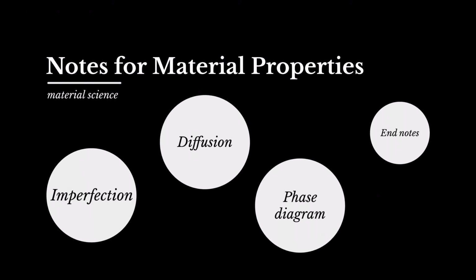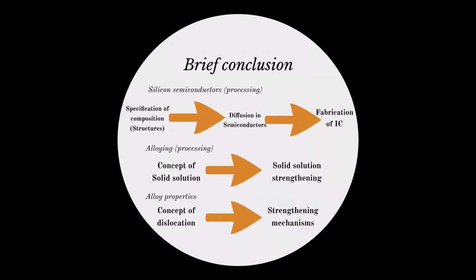All of these 3 topics are related to each other. As a summary, I will conclude. We have a specific structure here, composed of each composition. In semiconductors, we have this composition. There is a phenomenon here, diffusion, and that is how we fabricate the IC. We have the alloying process here.